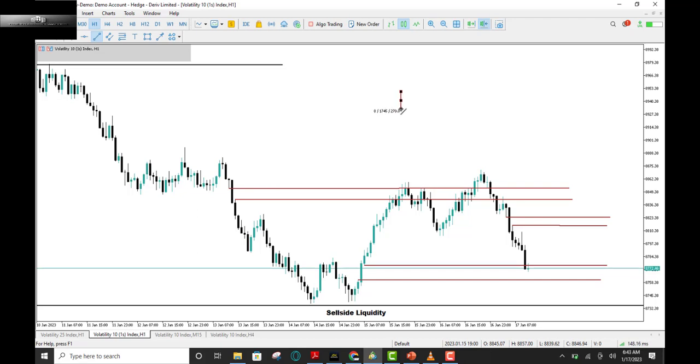So what forms a swing high? Basically a three bar pattern. So we have the first bar, here is the second bar, and here is the third bar. The idea of a swing high is that it's a three bar pattern where the middle bar has a higher high than the first bar to the left and the third bar to the right. So that forms a swing high, and it reverses for a swing low.